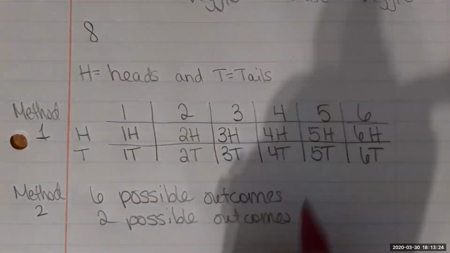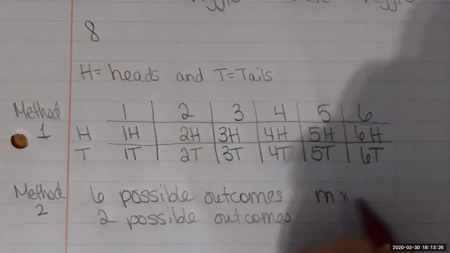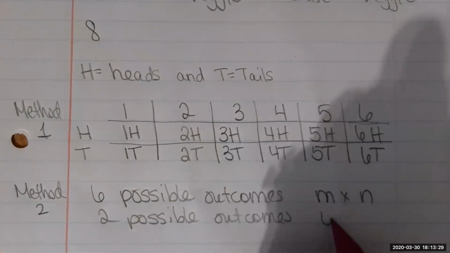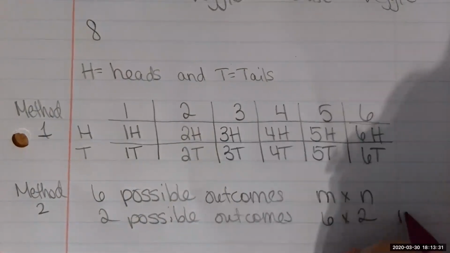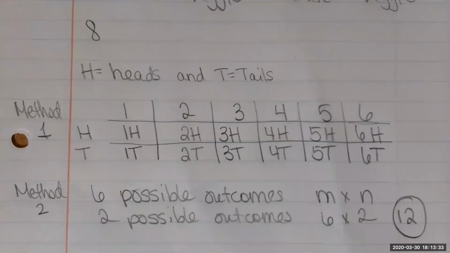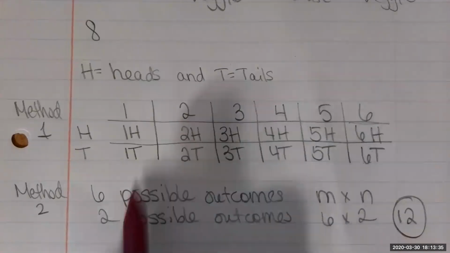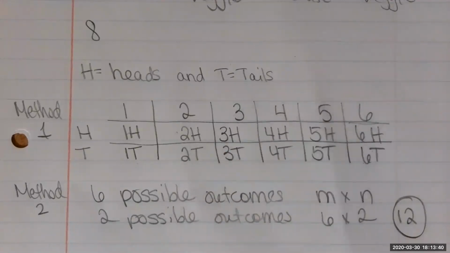Okay, and remember, it's just going to be m times n. So we would have 6 times 2. So there are 12 possible outcomes. So let's check that with our table. 1, 2, 3, 4, 5, 6, 7, 8, 9, 10, 11, 12. Yes.